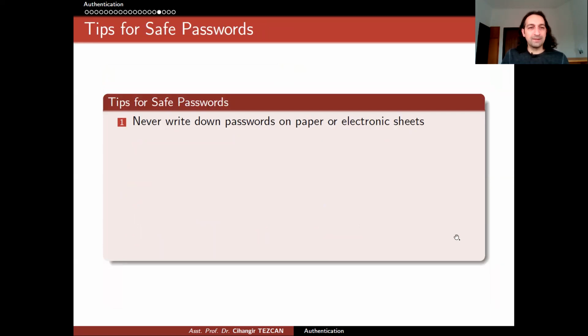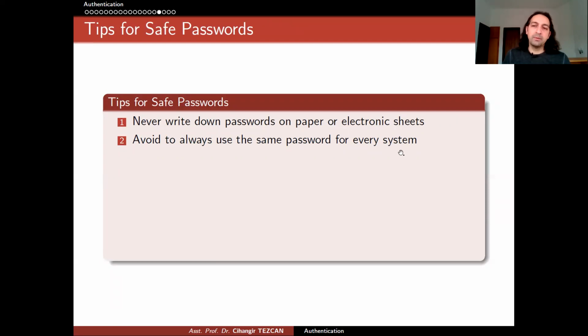So let's see some tips for safe passwords. These are the things we actually need to inform everybody about, because everybody is using passwords and not everybody is a specialist in computer science. So these are the things they should be informed about. We suggest that you never write down your passwords on paper or electronic sheets. Avoid always using the same password for every system. This is very important, because if you use the same password for your Gmail account and another account, when that password leaks, your Gmail account also leaks.